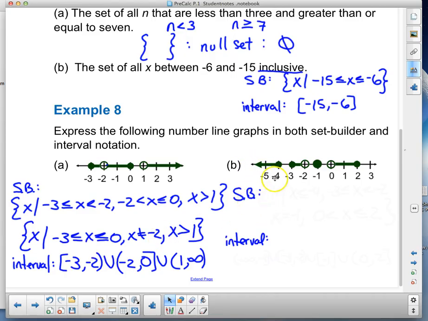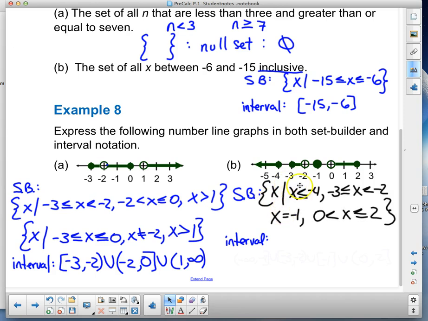Now in 8b, I have x such that x is less than or equal to -4, and -3 is less than or equal to x, which is less than -2, x is equal to -1, and 0 is less than x, which is less than or equal to 2. Now my interval notation would be negative infinity to -4 closed, union, closed -3 to open -2, union, closed -1, union, open 0 to closed 2.